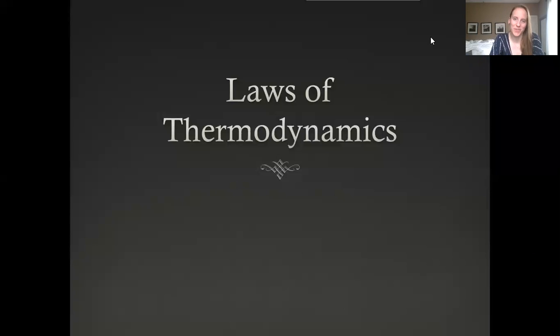Hey guys, so today we're going to be doing our lesson on thermodynamics. There are some calculations in this lesson as well. One of the calculations we're going to be doing is about efficiency, which is actually something that you should have done in grade 9, so we'll just be reviewing that. Okay, so this lesson focuses on the laws of thermodynamics.